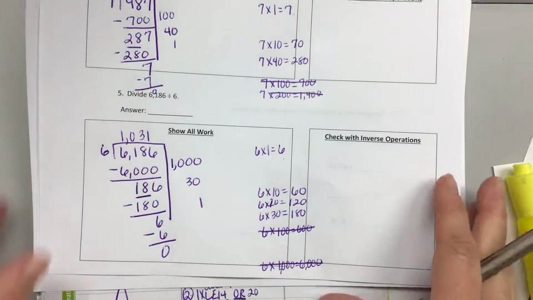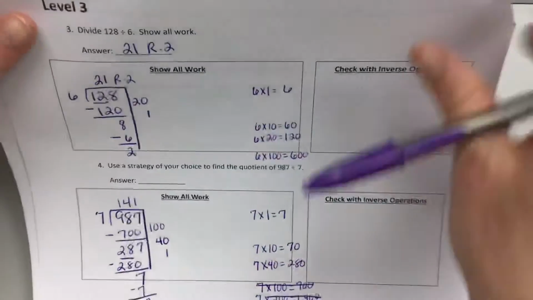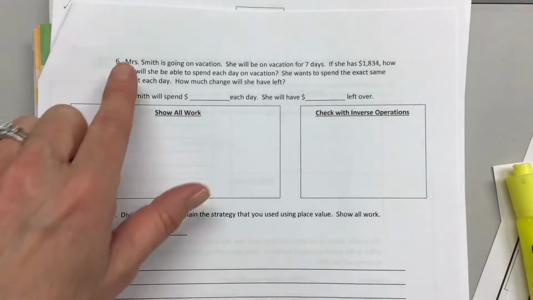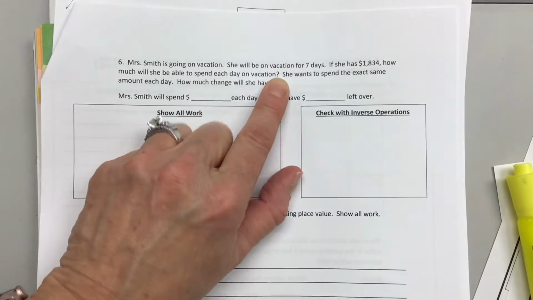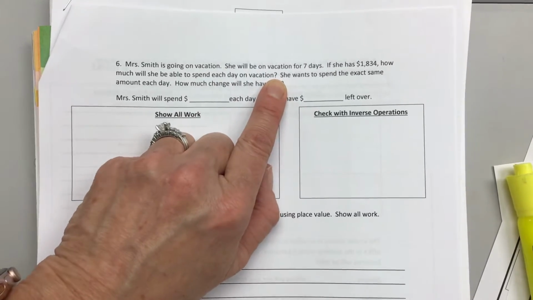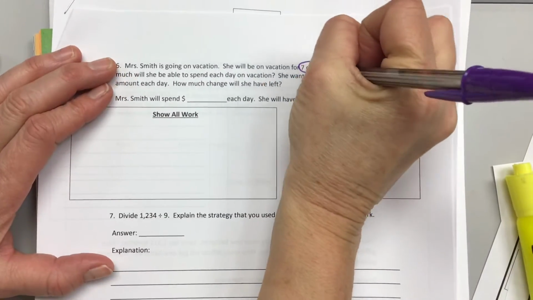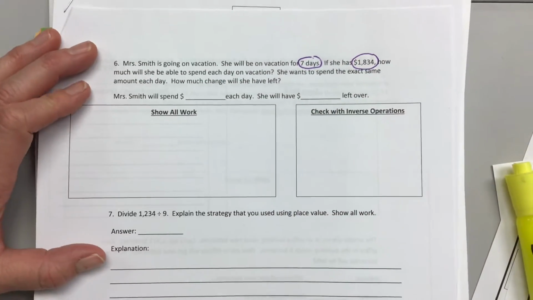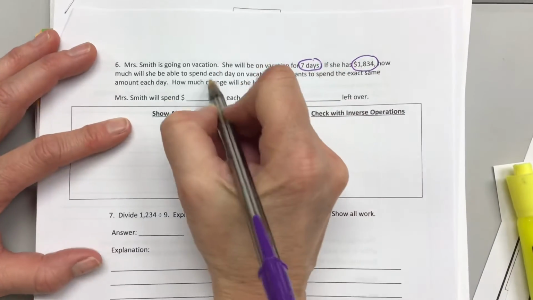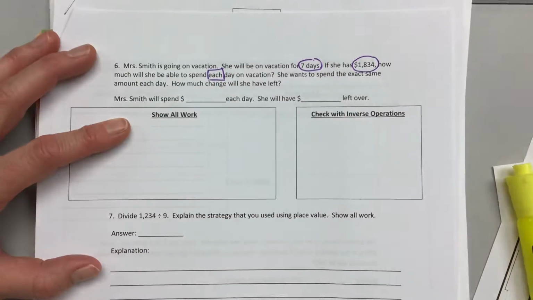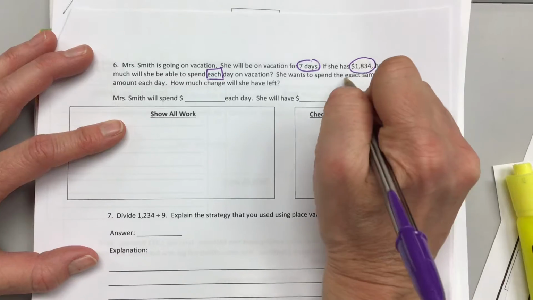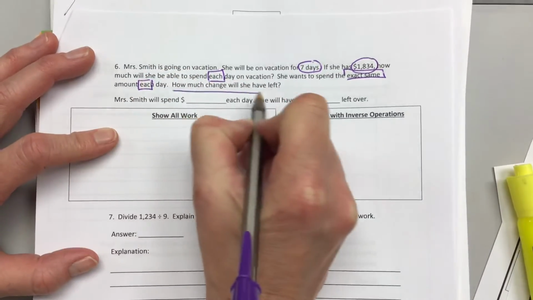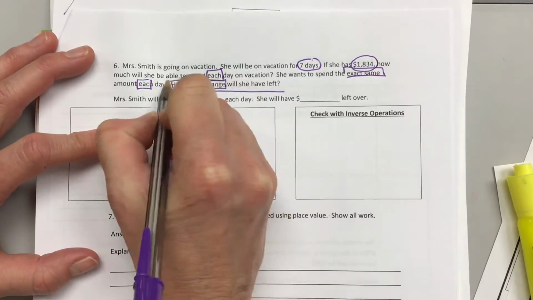Okay. Let's look at number 6. Mrs. Smith is going on vacation. She will be gone for 7 days. If she has $1,834, how much will she be able to spend each day on vacation? She wants to spend the exact same amount each day. How much change will she have left?